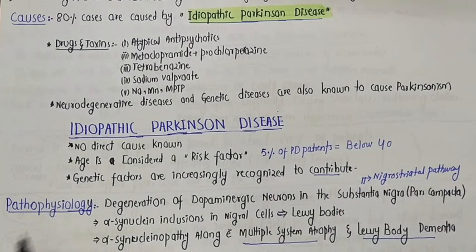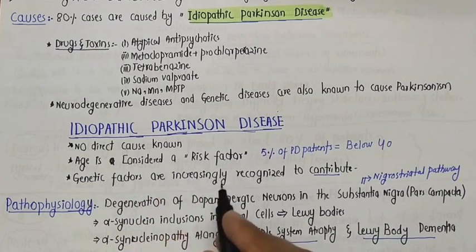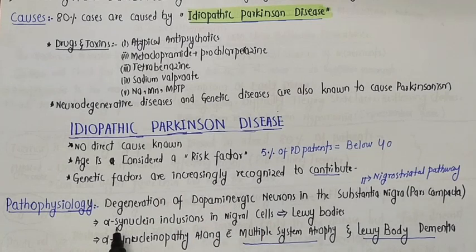So the pathophysiology is somewhat like this. Along with the degeneration of dopaminergic neurons, there are alpha-synuclein inclusions in the nigral cells, which are called Lewy bodies. So Lewy bodies are also an important histological feature of Parkinson's disease, and these Lewy bodies are made of alpha-synuclein inclusions.